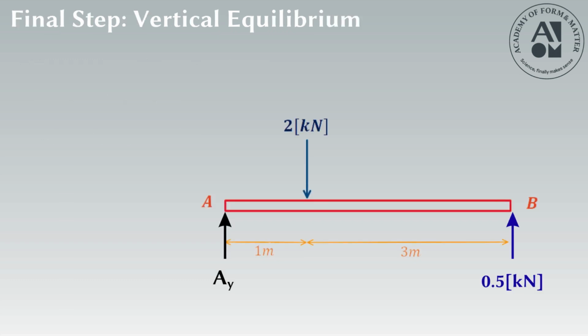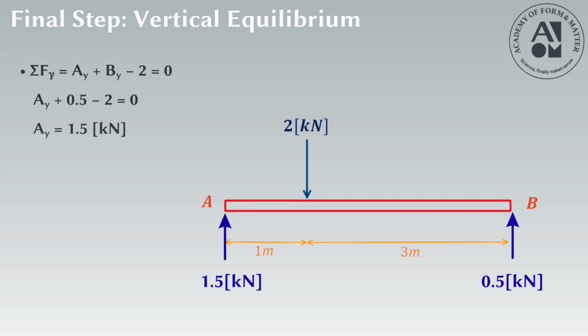Now we use vertical equilibrium. AY plus BY minus 2 equals 0. So, AY equals 1.5 kilonewtons, and we are done. The free body diagram gave us the equations, and the equations gave us the solution. Without the free body diagram, this would not be possible.